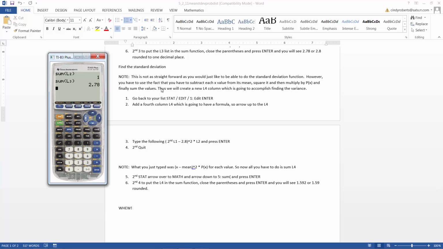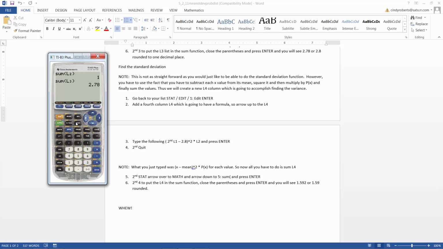Now I want to find the standard deviation. To find it, you subtract the mean from each x value, then you square it, and then you multiply it by its probability. The standard deviation is how far away you are from the mean, which is why you're subtracting the mean, then squaring and multiplying by each individual probability. So we're going to create a new column to find the variance, and then I can simply take the square root of it to find the standard deviation.